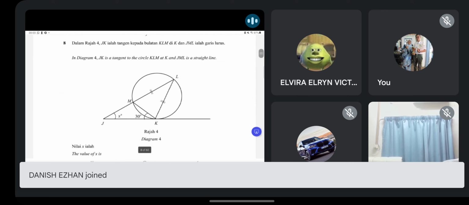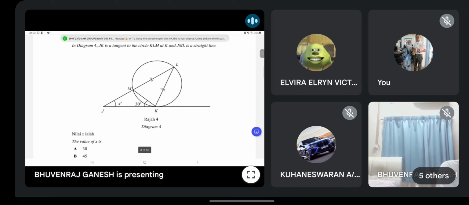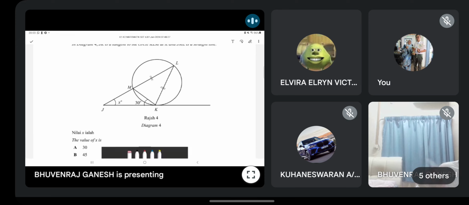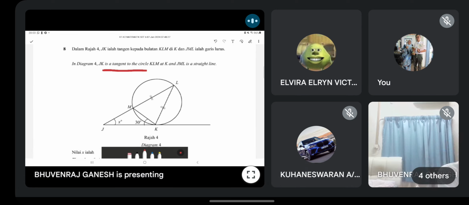Okay guys, nombor 8. So they ask you to find the value of x, cari nilai x. Okay, ini adalah topik menengah rendah, lower form topic. Alright, so you must use some property. Kamu kena guna sedikit ciri-ciri bulatan. Okay, so first of all, let me go back up. Okay, JK is a tangent to the circle. JK tu adalah tangent. Tangent tu, what is the first information that comes to your mind, guys? Apa info pertama datang bila cakap pasal tangent?